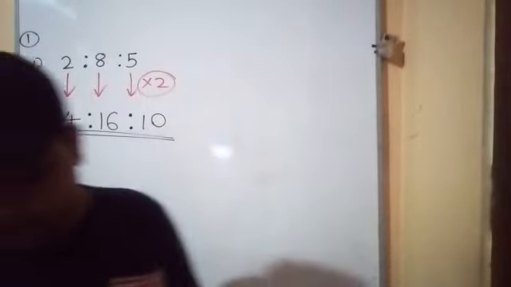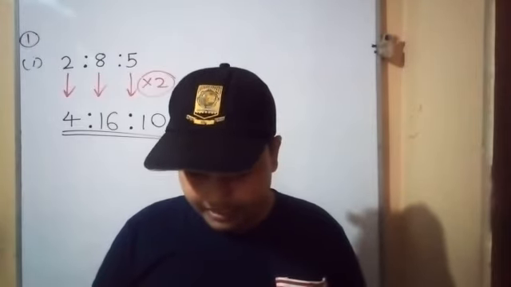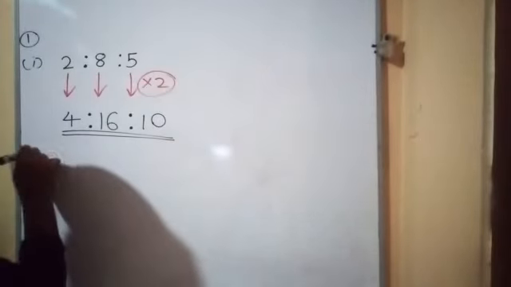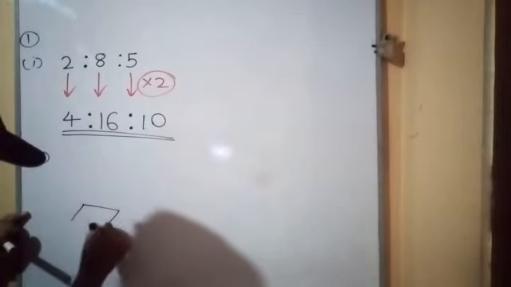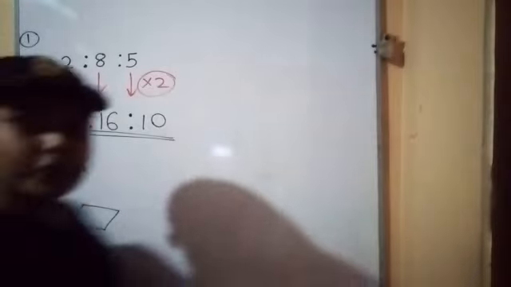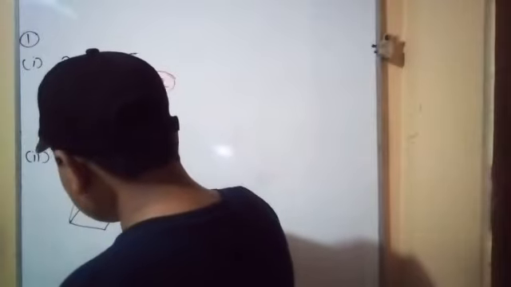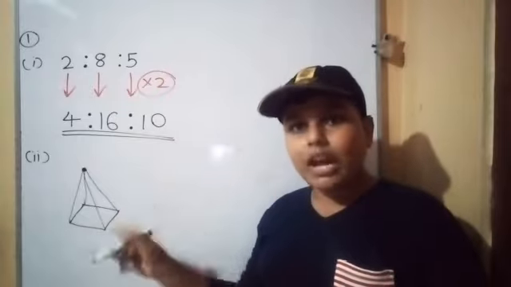In the second sub question: write down the number of faces, edges and vertices of a square pyramid. What is a square pyramid? Draw a square, keep a point above it, and connect, join like this. Now I have a square pyramid.